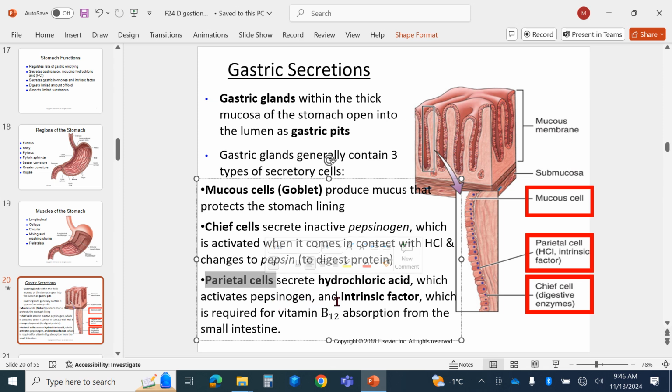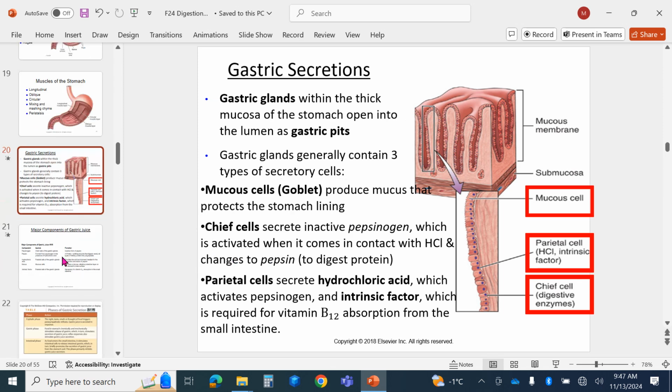Okay, this hydrochloric acid is produced. And the whole point there, it changes the inactive pepsinogen made by the chief cells into active pepsin for protein digestion. So you've got mucus cells that produce mucus, chief cells that produce pepsinogen, which is inactive, parietal cells that produce hydrochloric acid, which changes inactive pepsinogen into active pepsin. Okay, good stuff. Love it.